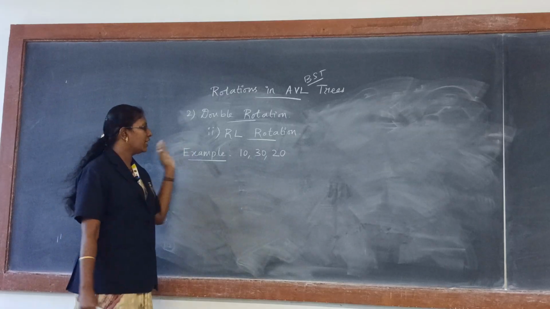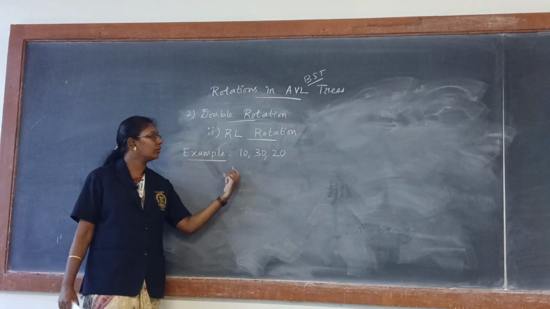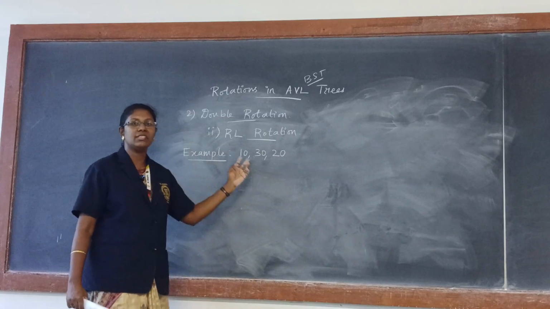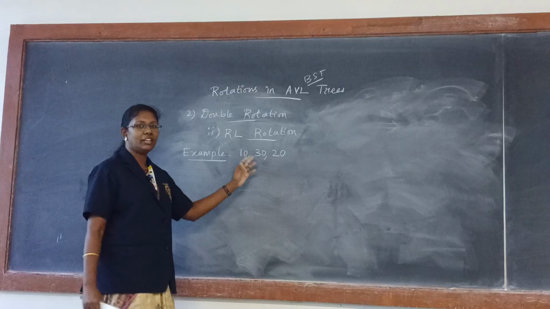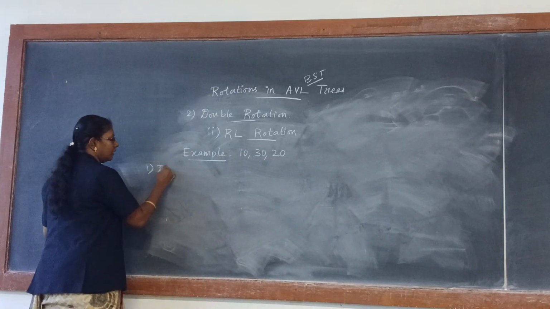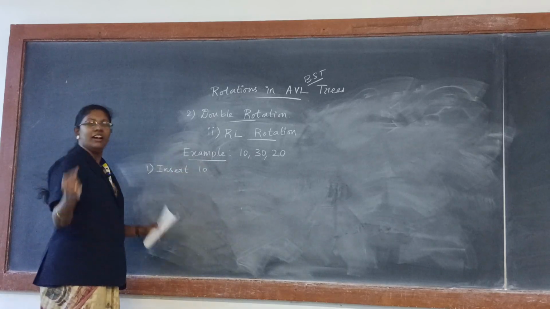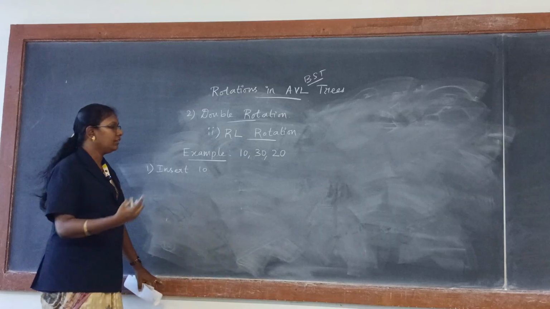Okay. So I'm going to explain this with the same example, but with the same values in different positions. So in a different order: 10, 30, and 20. Here the first thing is I'm going to insert all the values into a tree, by constructing AVL trees.